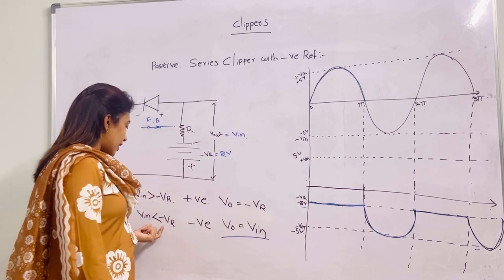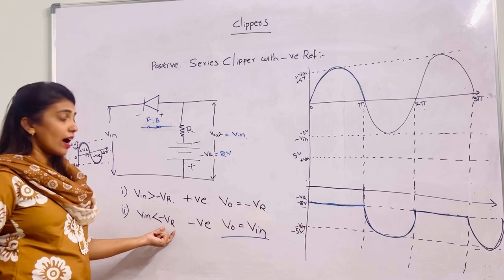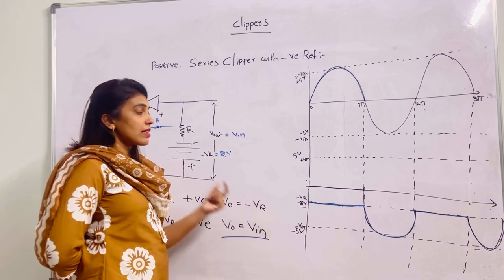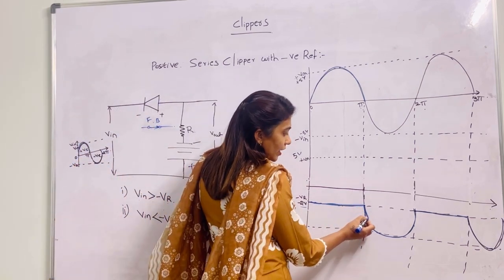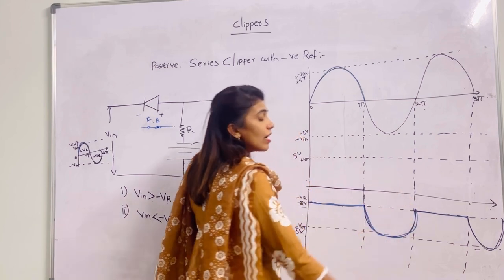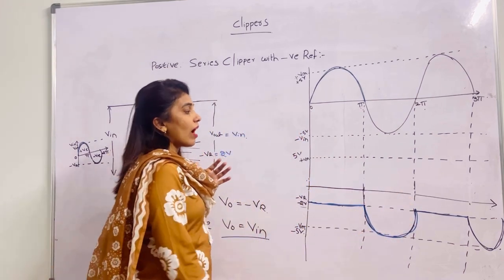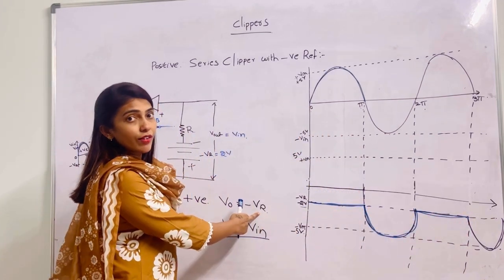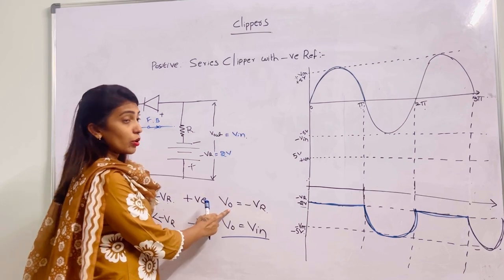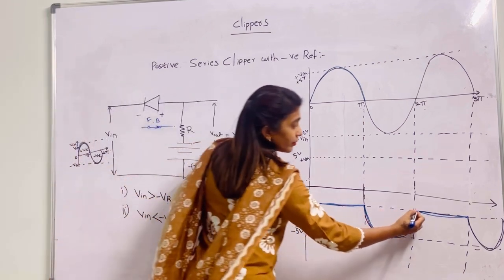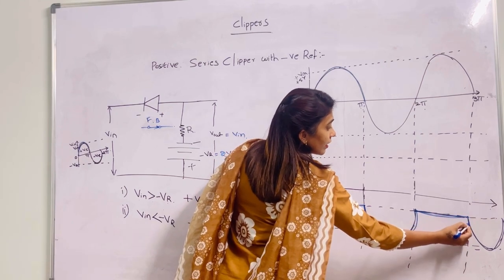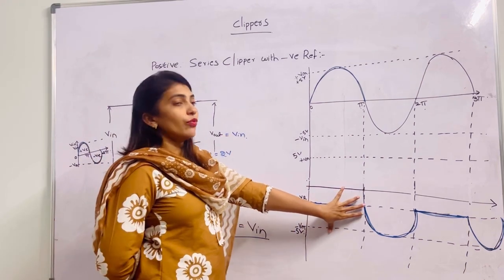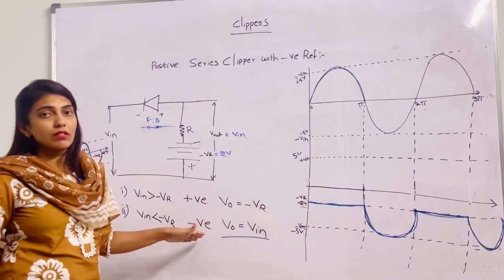During the negative half, in the condition of V in less than minus VR, V naught is the same as the input signal. So during the negative half, the output voltage is the same as the input signal. Next, during the positive half, the output voltage is equal to the negative reference voltage, minus VR. Next, during the negative half, the output voltage is the same as the input voltage. So in this way, we take the output waveform according to these two conditions.